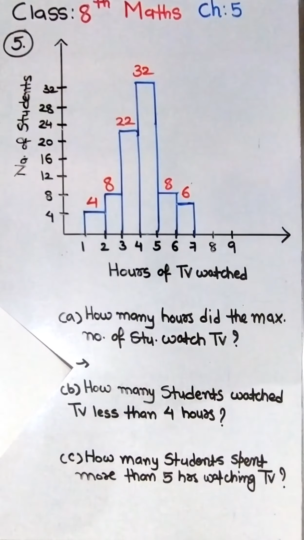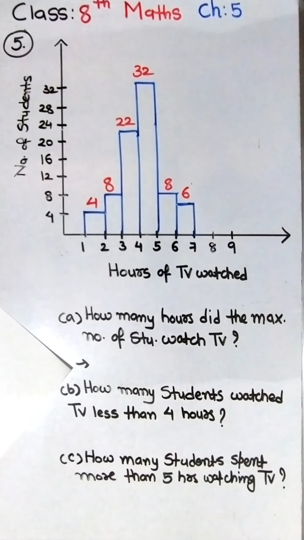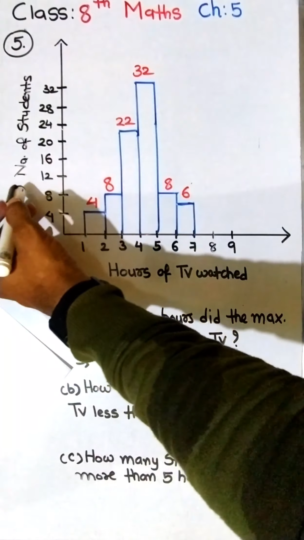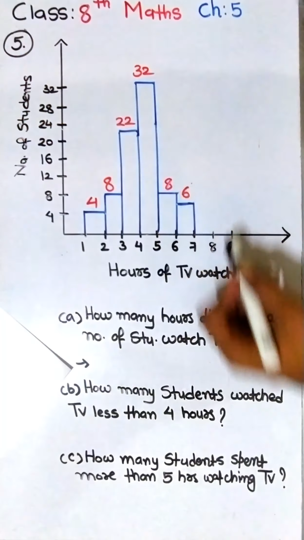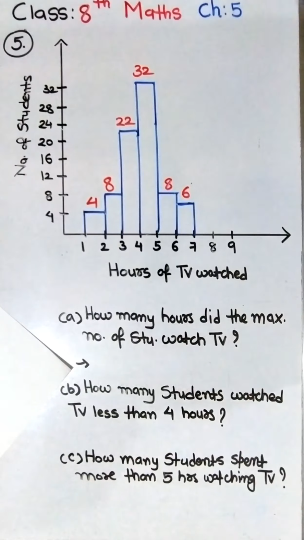Now the fifth question is very easy and interesting. It shows the number of hours for which the students of a particular class watched television during the holidays. This is shown by a graph. So here is the graph. We have two axes, x-axis and y-axis. Over here the number of students is there, and over here hours of TV watched is given.